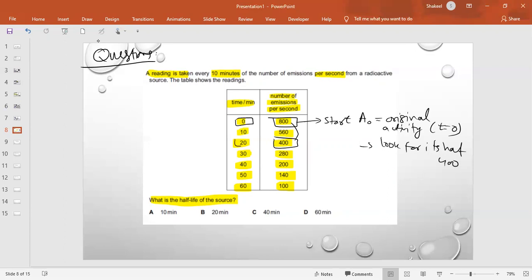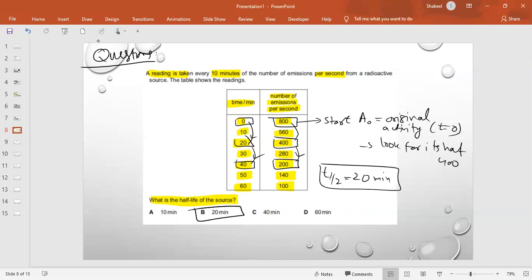So it means that it took 20 minutes to get from 800 to 400. Like, in order for 400 nuclei to become stable, 20 minutes are consumed. Again, on the second half-life, half of 400 is 200, and the time it took is another 20 minutes. It means the half-life for this is 20 minutes, and that is option B.